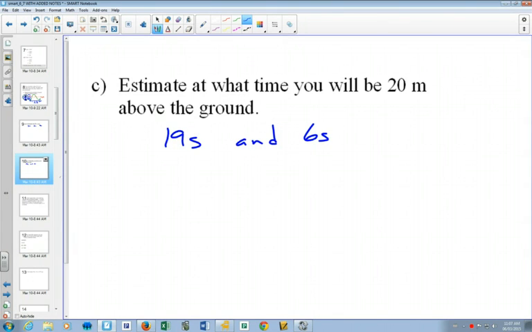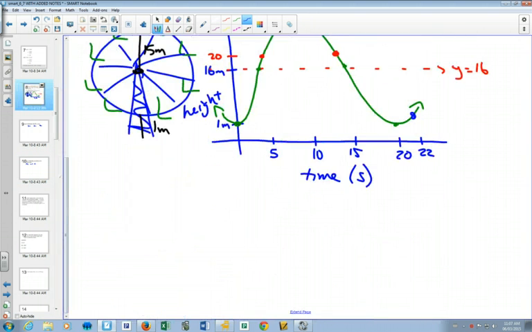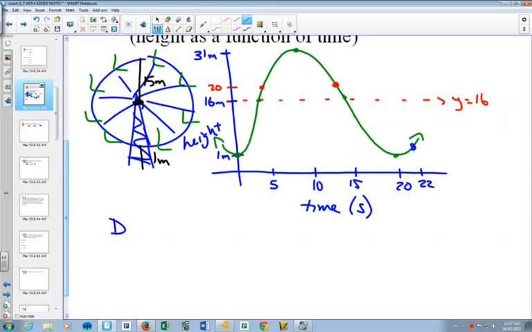Now, to use our graphing calculator to actually help us solve this, we're going to need to come up with an equation. And we can choose sine or cos. Do we know what the center line is? It's 16. So our d value is going to be 16. Our amplitude is just our radius, so we know that that's 15. Our b value is related to the period.